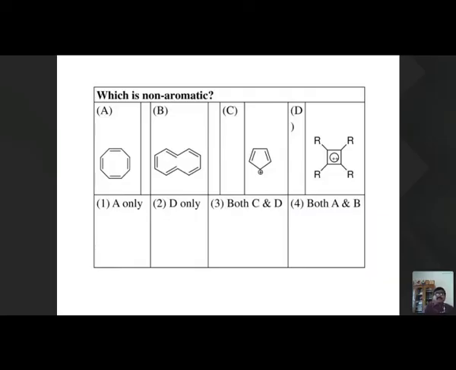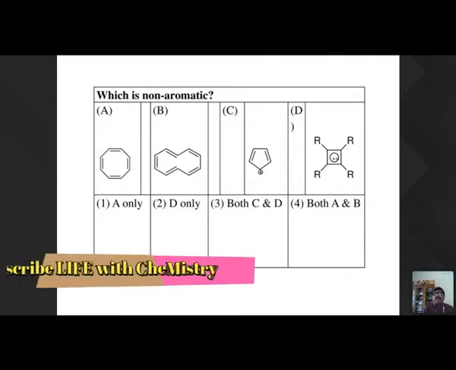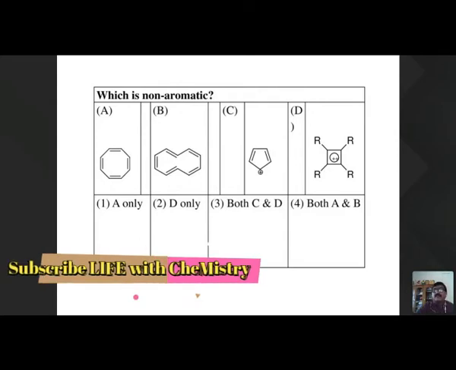So I'm just going to present the questions which have already appeared in the NET, right? I cannot stop this session without showing the questions. You can answer in the chat box itself. Which is non-aromatic? I've shown four compounds, and you can answer in the chat box. I'll give one minute, and I'll give the explanation for it.